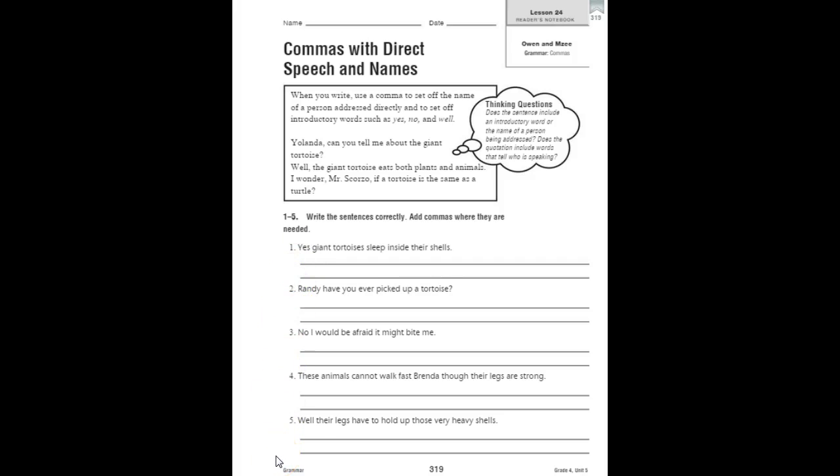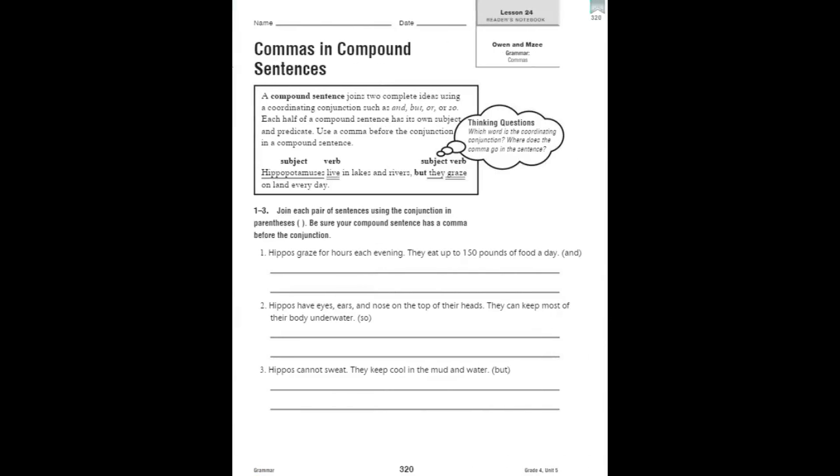You're on your own for the other 4 sentences, but we're also going to do page 320, the commas in compound sentences. So again, here is your information and your thinking question. You're going to join each pair of sentences using the conjunction word in parentheses at the end. And be sure that your compound sentence has a comma before you insert that conjunction. So, hippos graze for hours each evening, comma, and they eat up to 150 pounds of food a day, period. That's how you would rewrite the first example.